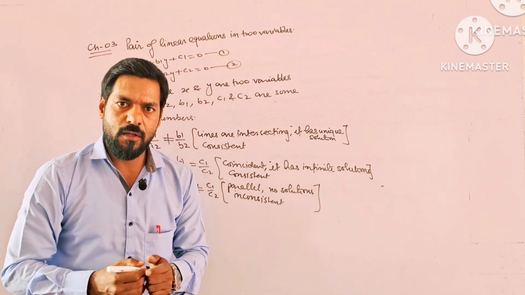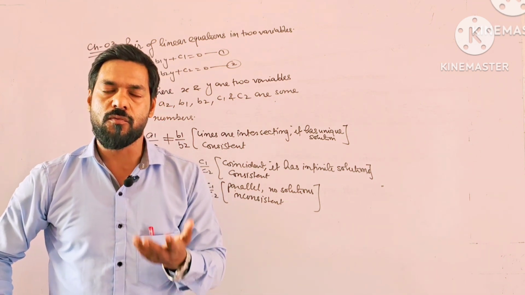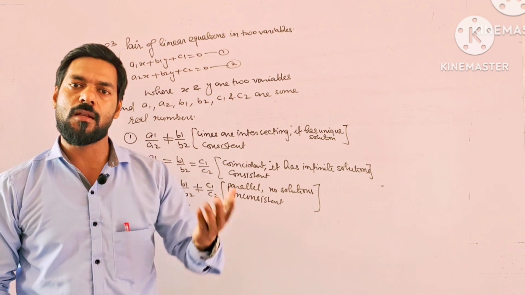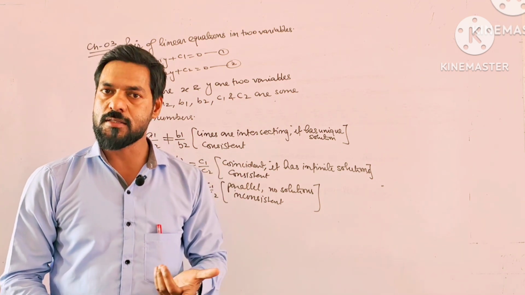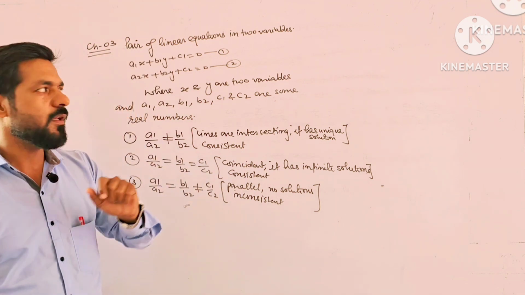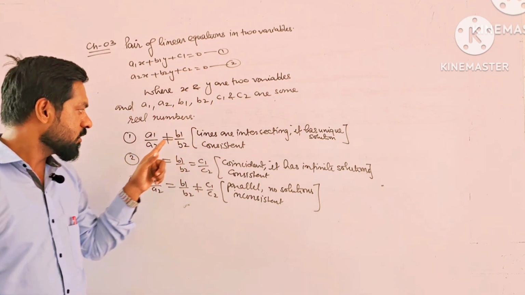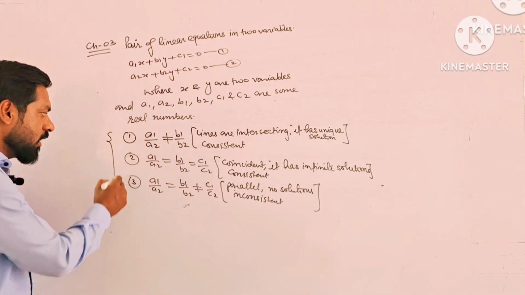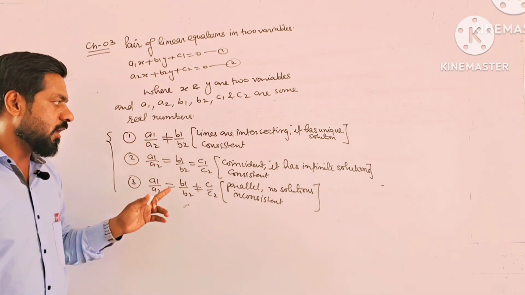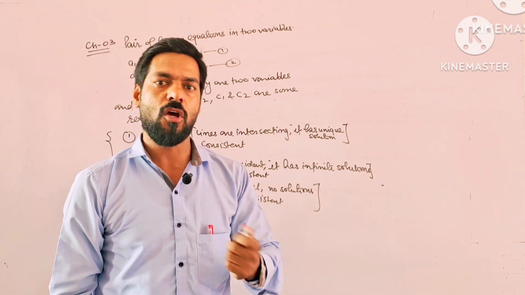So whenever pair of linear equations are given and it has been asked that we have to check whether the lines are parallel, coincident or intersecting, or consistent or inconsistent, we have to compare the pair of linear equation with the standard form of the pair of linear equation, so that we can check these 3 conditions. Accordingly we can say whether the lines are intersecting, parallel or coincident.